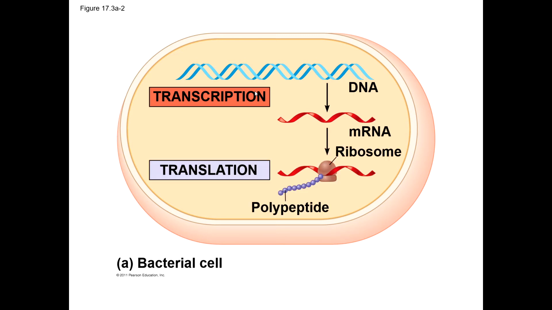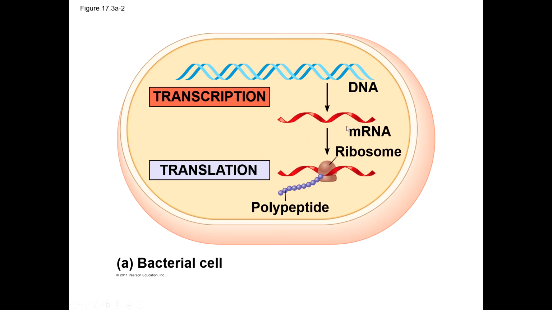Just one copy, or one side of the DNA molecule, is going to be copied because we only need one copy of RNA, rather than, as we saw in DNA replication, where both sides were copied, so we had two, one for each new cell.